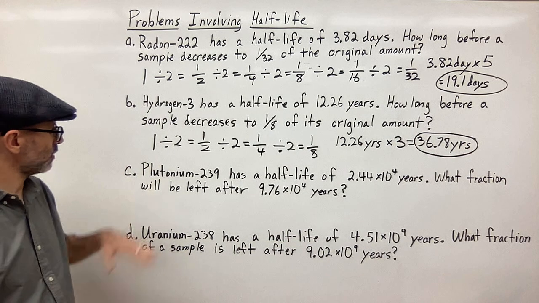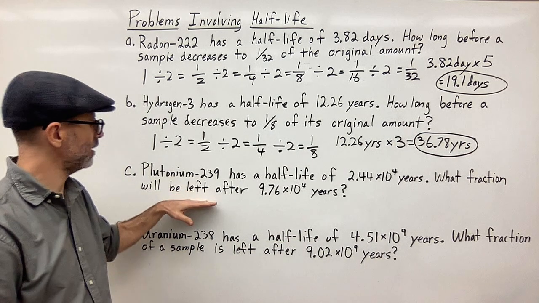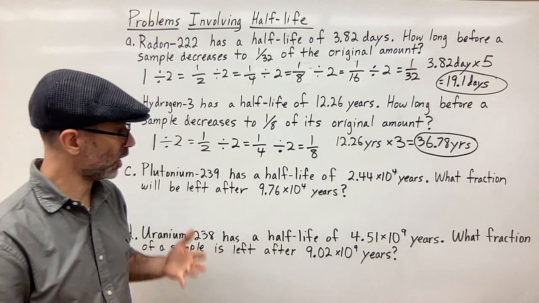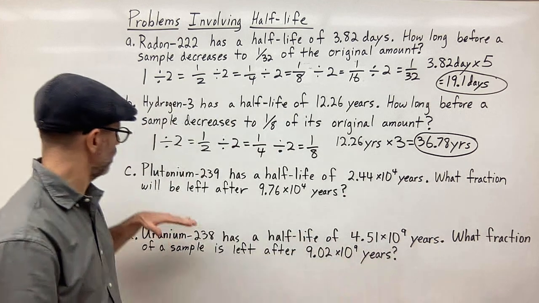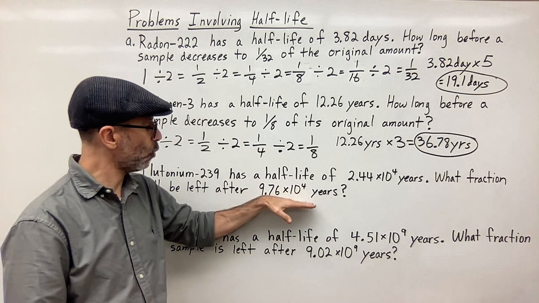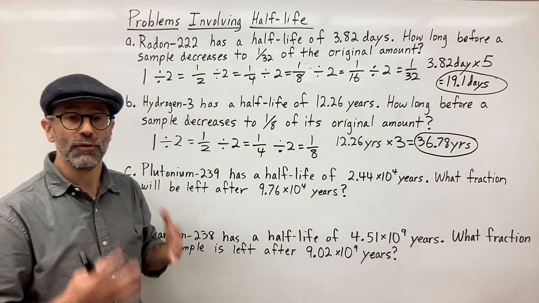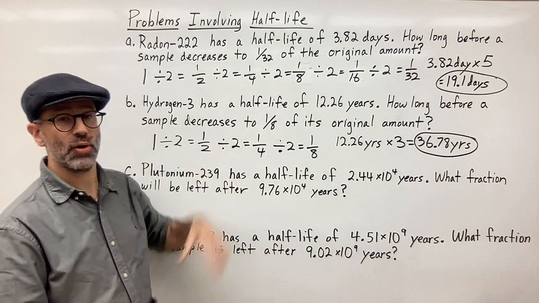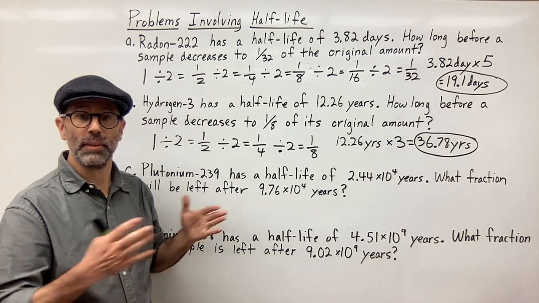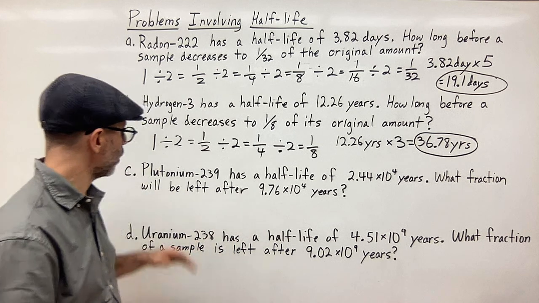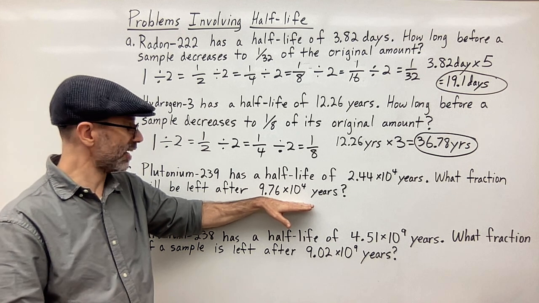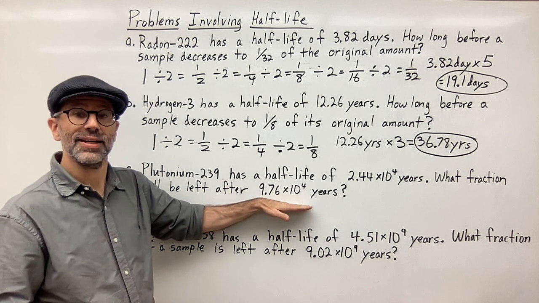Okay, next, C. Here we have plutonium-239. We're told it has a half-life of 2.44 times 10 to the 4 years. That's a long half-life. So what fraction will be left after 9.76 times 10 to the 4 years? Okay, so here we want to know, what fraction is left? In the previous two problems, we were given the fraction that is left, and then we were asked to find the total amount of time it would take to get to that fraction. Now we're given the time that it takes to undergo this particular decay, and we want to know what fraction is left after that.